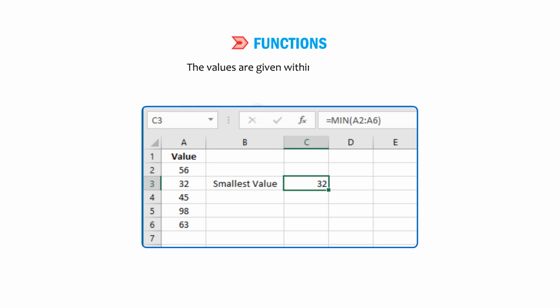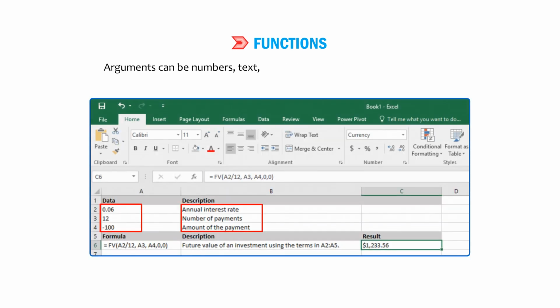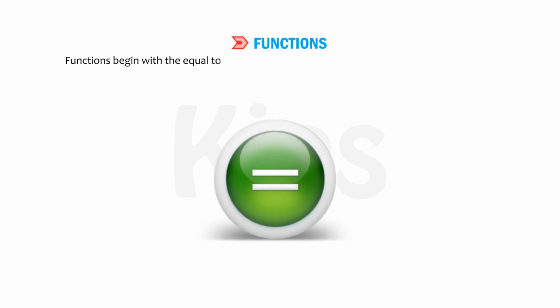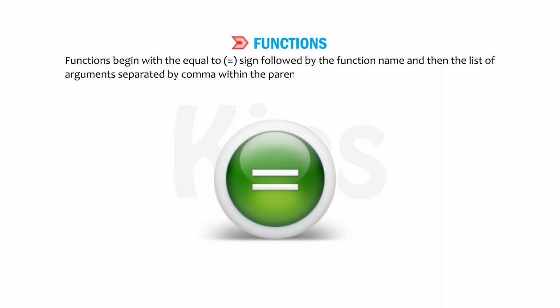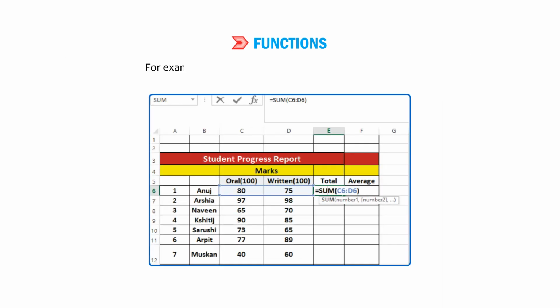The values are given within parentheses. Arguments can be numbers, text, etc. and are enclosed within parentheses. Functions begin with the equal to sign followed by the function name and then the list of arguments separated by comma within the parentheses. For example, =function name(argument 1, argument 2).